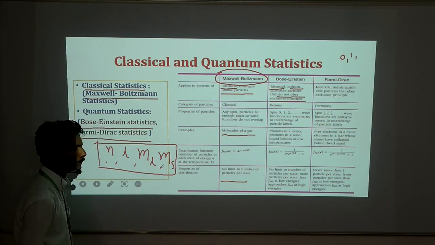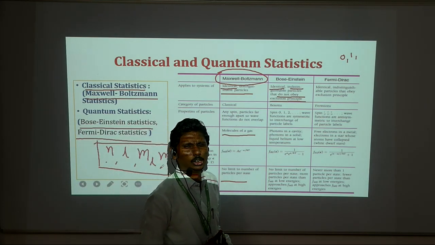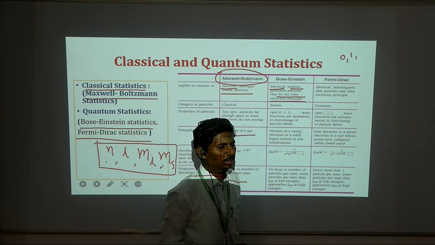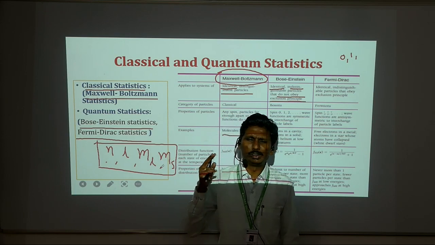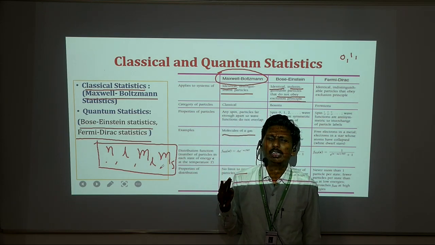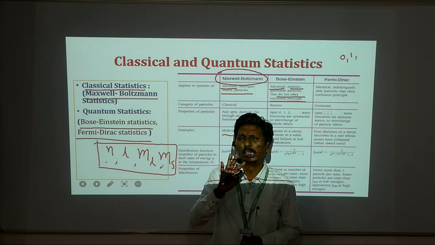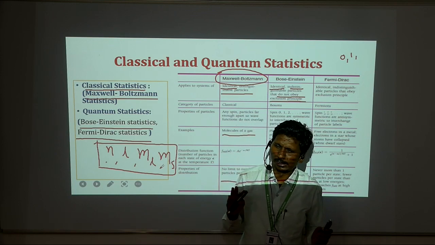What are these four quantum numbers? n means the principal quantum number, l is the orbital quantum number, ml is the magnetic orbital quantum number, and ms is the magnetic spin quantum number. It means that if we are considering two particles, they never have the same four quantum numbers. One of the quantum numbers may be changed.